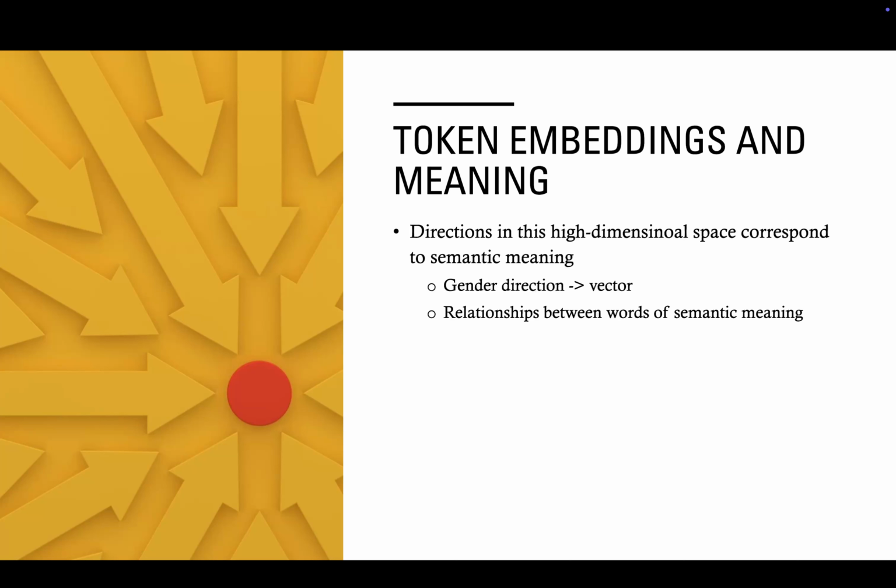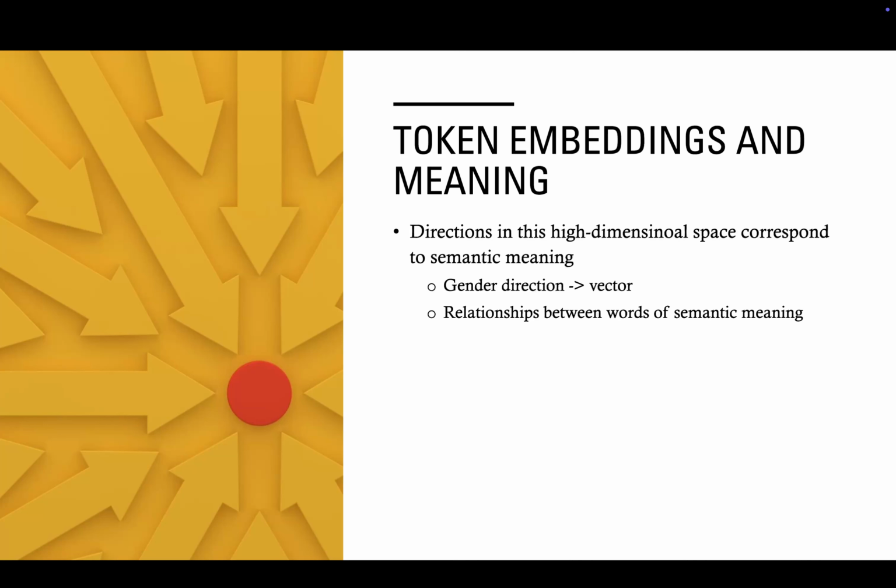So the key idea here is that directions in this high dimensional space correspond to semantic meaning. For example, there might be a gender direction where adding a vector in that direction transforms a masculine noun into a feminine one. There might also be directions representing tense, plurality, or other semantic features. This allows the model to capture relationships between words based on their meaning, and to perform operations on the embeddings that correspond to meaningful operations on the words themselves. So, this essentially gives us the different definitions of certain words.